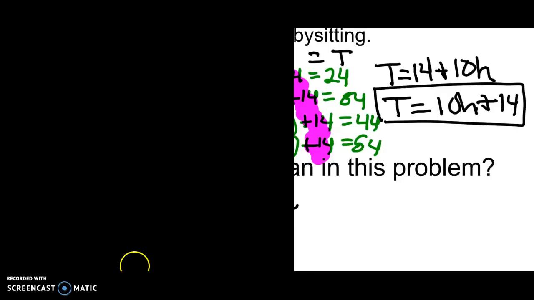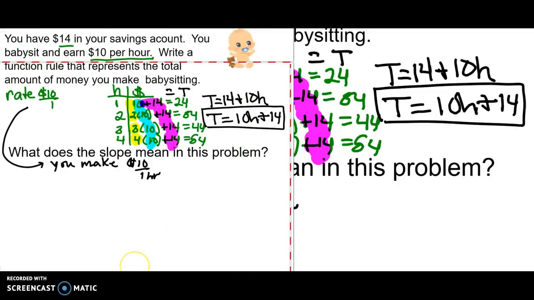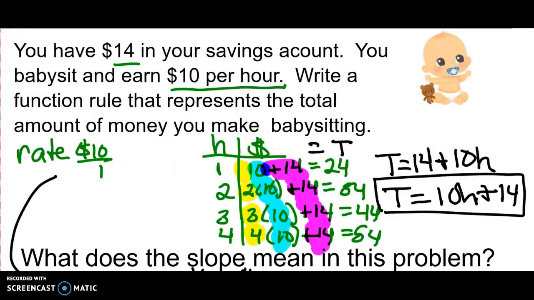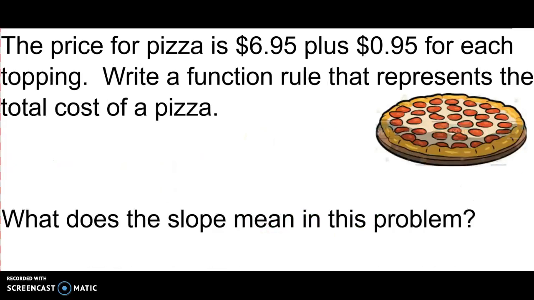So your slope has to be a rate of something. It should be something per something. Okay. All right, let's look at another one here.